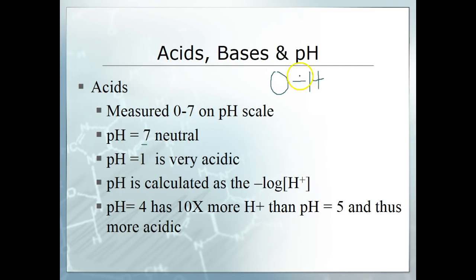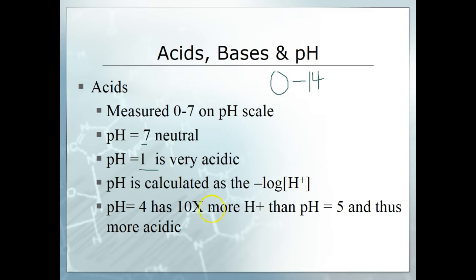If you are on the lower side of neutral, meaning 1 to 6.9, you're said to be acidic, and if you're 7.1 to 14, you're said to be basic. Okay, pH of 1 is very acidic, and as you go towards 7, you become less acidic and more basic. Okay, pH is calculated as the negative log of the H plus ions. Remember, the more H plus ions you have, the more acidic and the lower your pH. So it is kind of an inverse scale, right? Which is why it's a negative log.